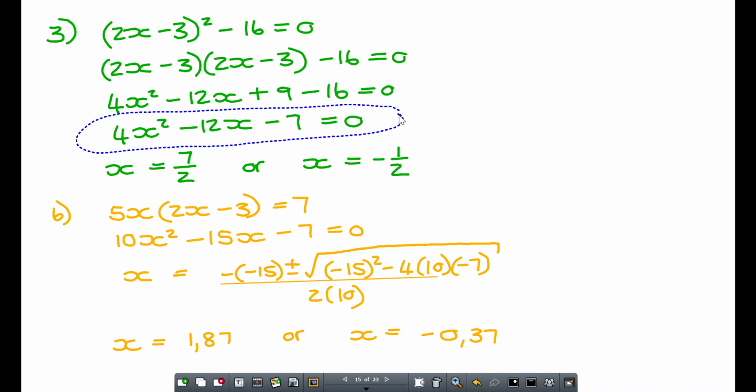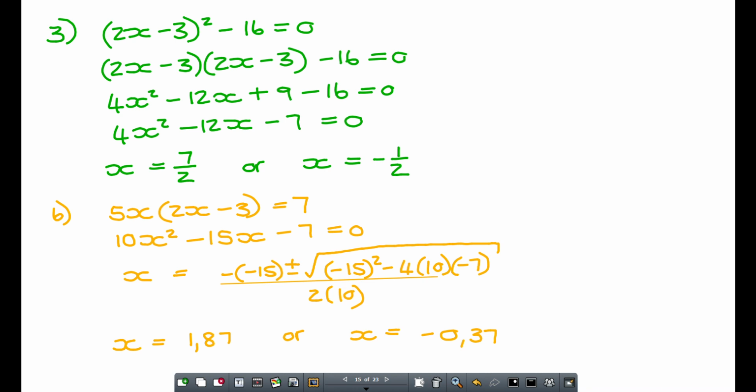Nee, but nou is hy in standaard vorm. So I've got my A, B and C value. Ek het met die eerste ene vergeet om te gaan wys hoe ek instel, nee? But you then use the quadratic formula to substitute in those A, B and C values. En dan moet jy kry x is 7 op 2 of x is minus 'n half.